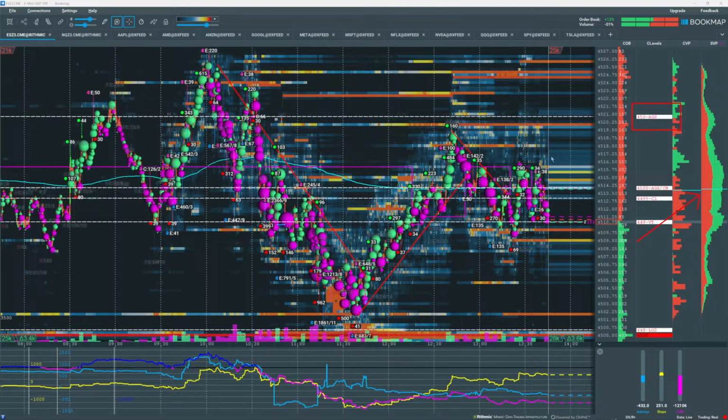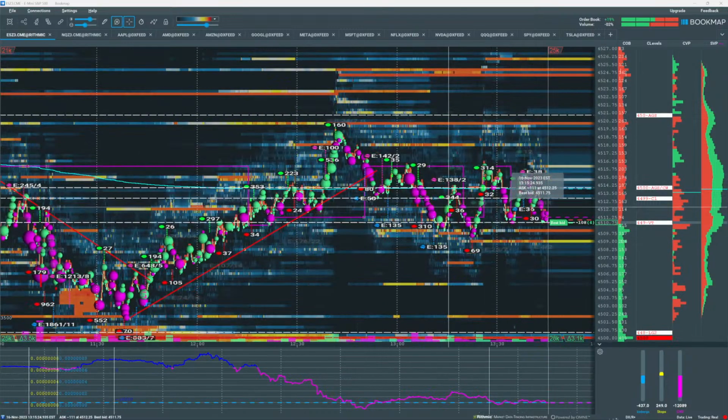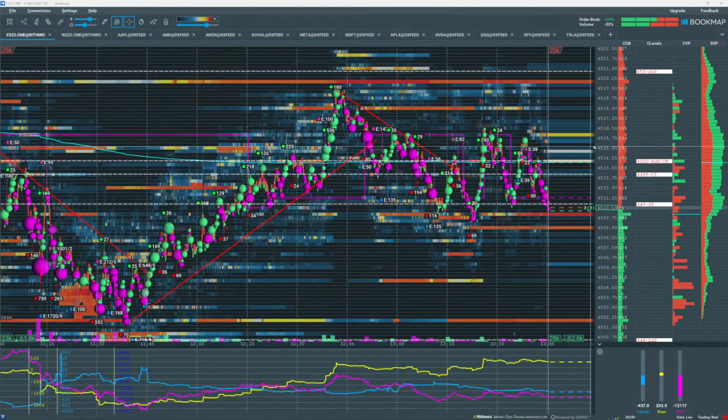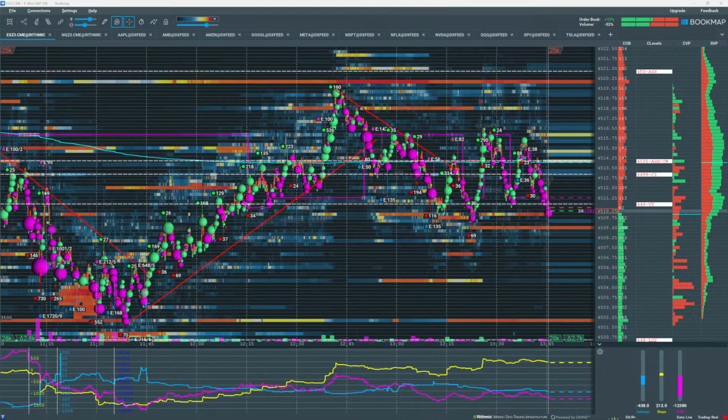And point of control is around that area. It's kind of difficult to see. Let me zoom in a little bit. Maybe we can see where point of control is. That is the purple line. It's moving up and down around 4,500. All right, so those are the levels in play for the S&P 500.